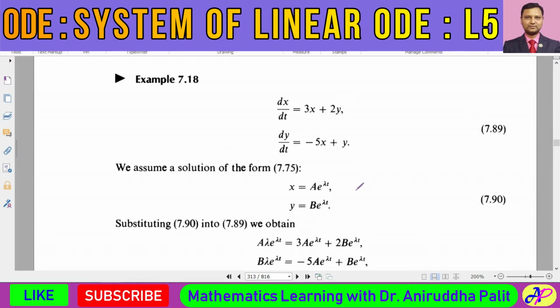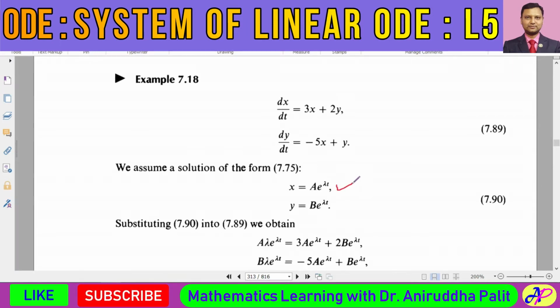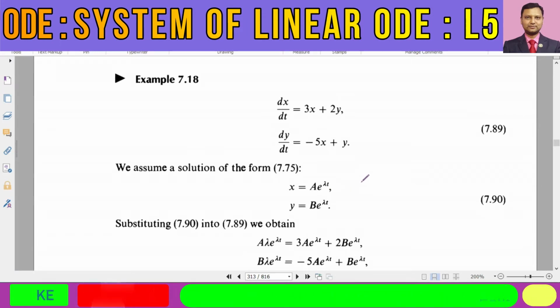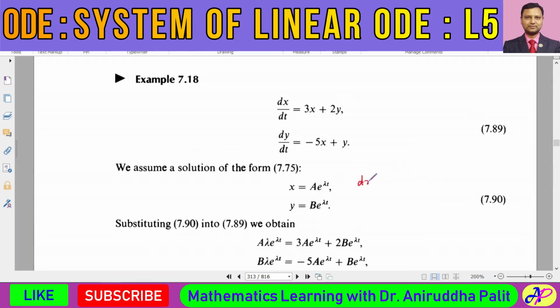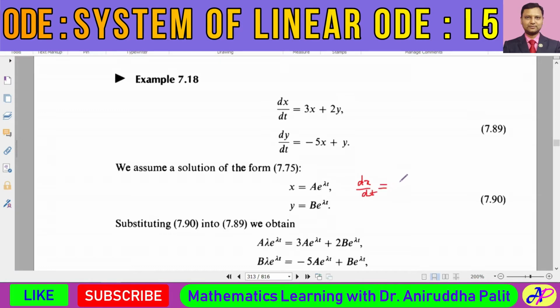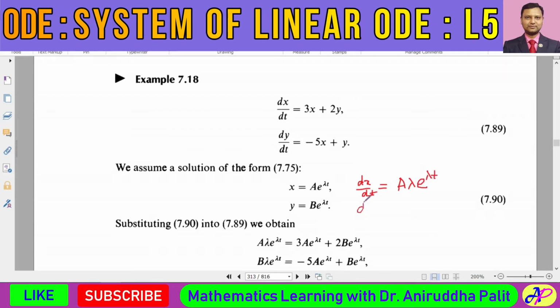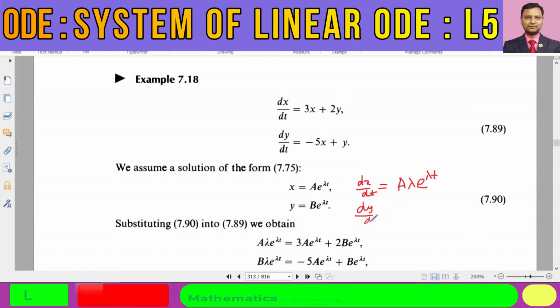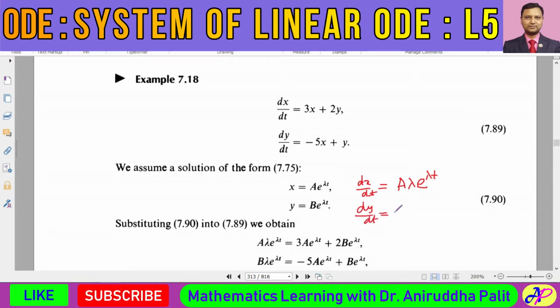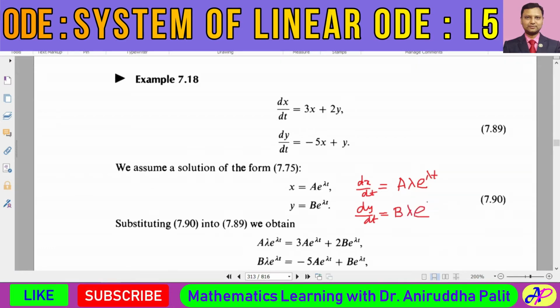Now, in this kind of solution, if we consider x is equal to a into e to the power of lambda t, in that case, what would be dx/dt? dx/dt would be equal to a into lambda into e to the power of lambda t. This is dx/dt. Similarly, we can find dy/dt, the derivative. dy/dt is equal to b into lambda into e to the power of lambda t.